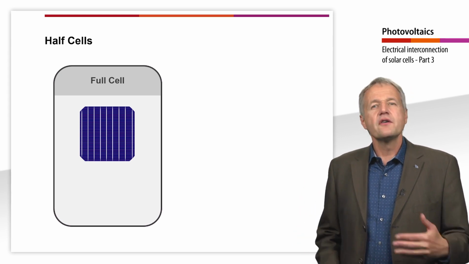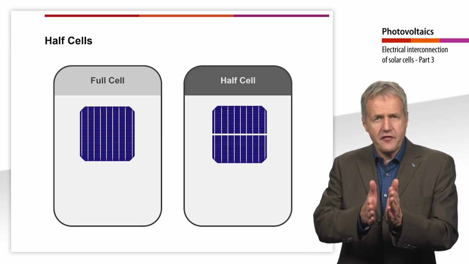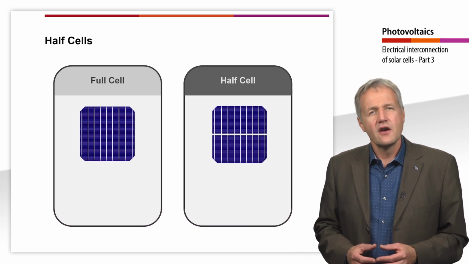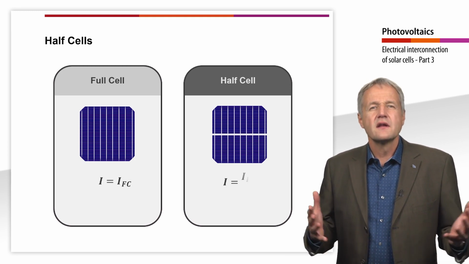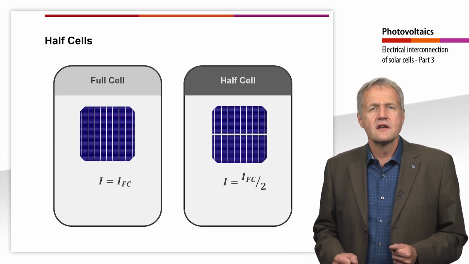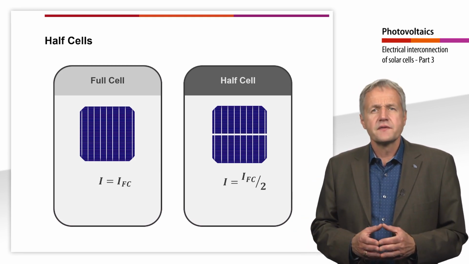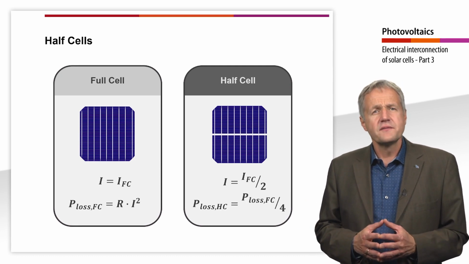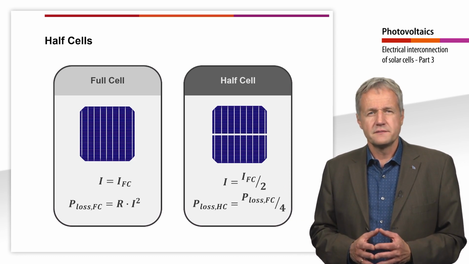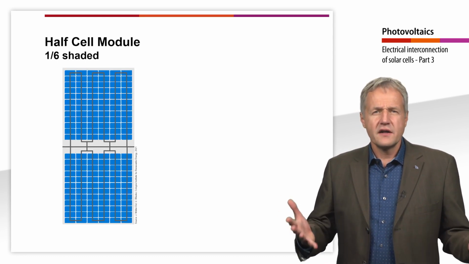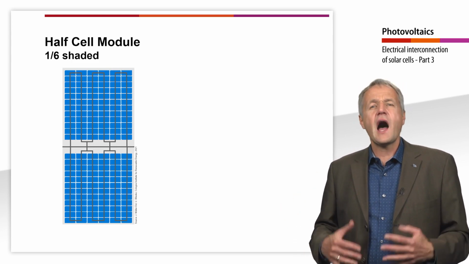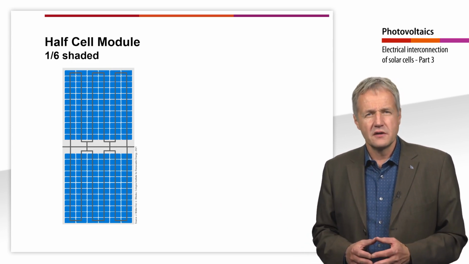For some years now, the solar cells are cut in half before interconnection. This is mainly due to the increasing size of the solar cell. This halves the current supplied by the cells. Since the current is squared in the power losses, these losses drop to 1/4 compared to the full cell module. So instead of a 72 full cell module, we now consider a 144 half cell module.